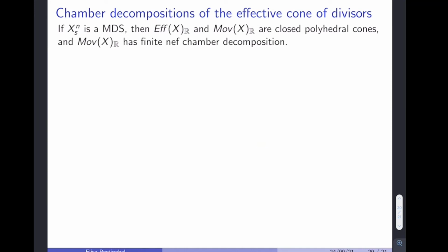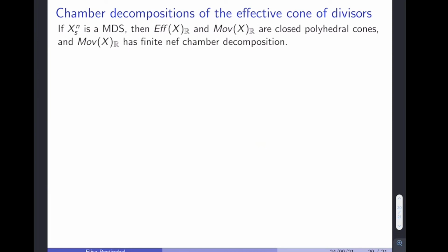In fact, the divisorial ones, they are the extreme rays. They span the extreme rays. But they also give a description of the movable cone, which is also finitely generated polyhedral and rational for Mori spaces, and also the Mori chamber decomposition of the effective and the movable cone.